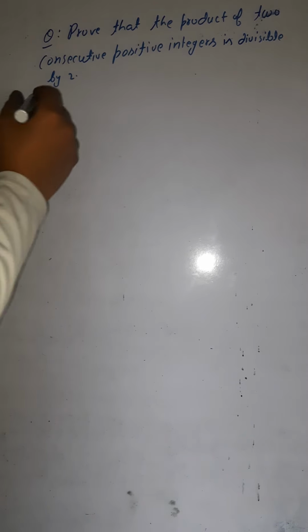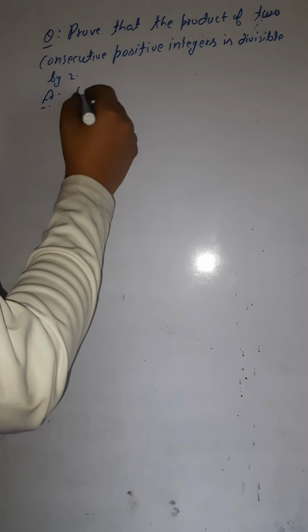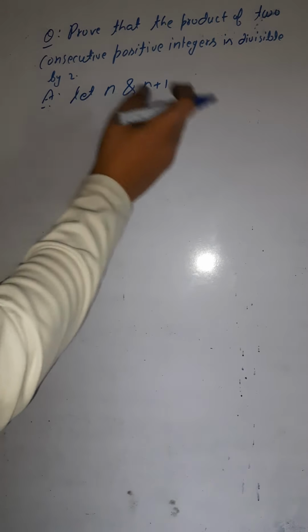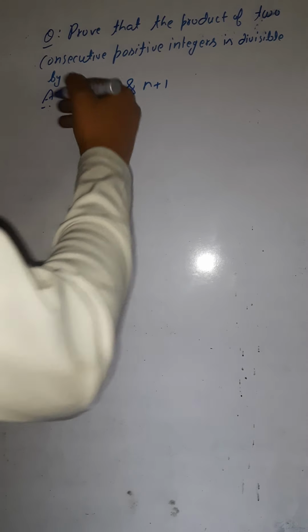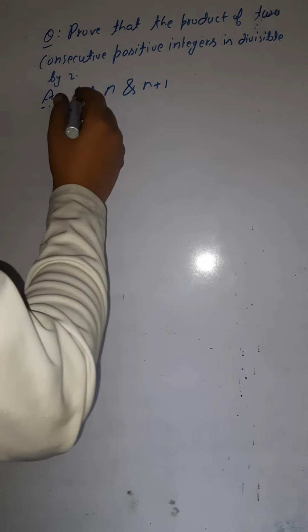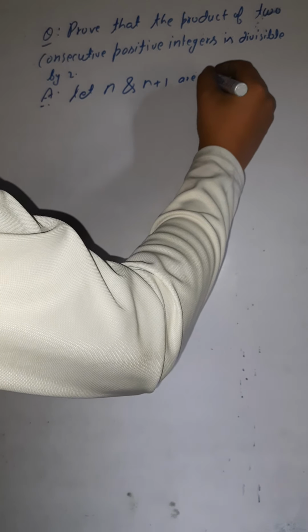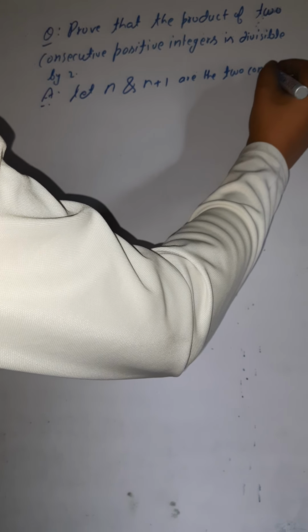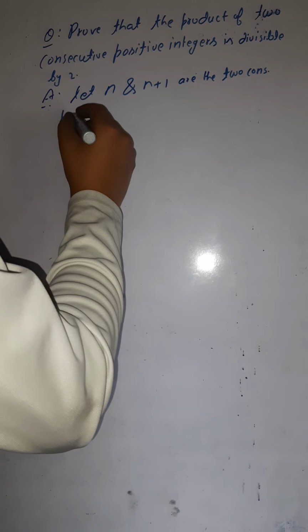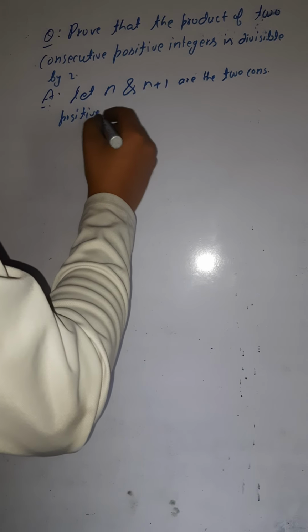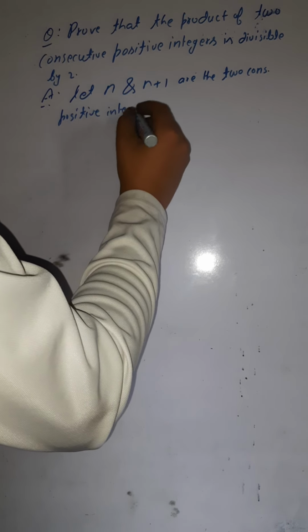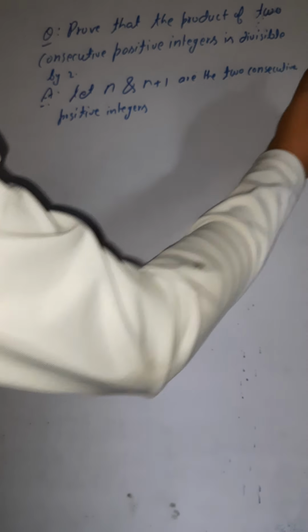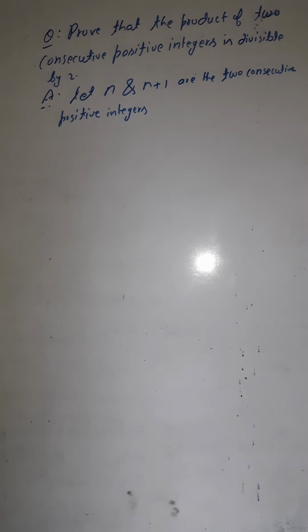Okay, let's say we have two positive integers here. Let n and n plus 1. Consecutive means one after another. So if one is n, another would be n plus 1. So let's say n and n plus 1 are the two consecutive positive integers. Consecutive positive integers. So these are the two integers.